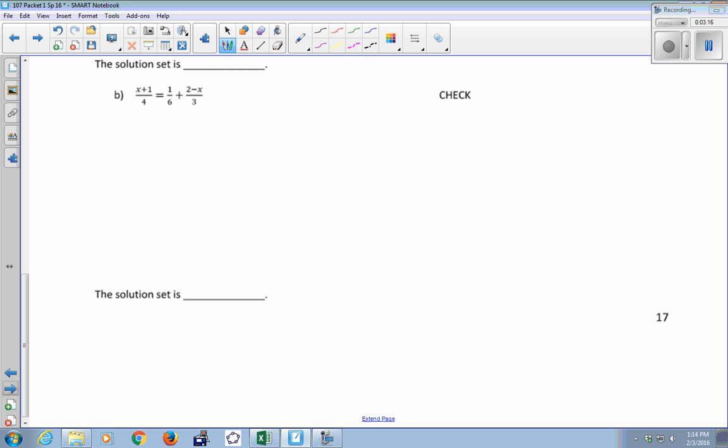All right, so let's make them all have the same denominator. If I want to turn a denominator of 4 into a denominator of 12, what do I have to do? Multiply by 3 over 3. So this is going to be 3 times (x plus 1) over 12. And if I want to turn a denominator of 6 into a 12, what do I need to do? Multiply by 2 over 2, so this becomes 2 over 12. And then denominator of 3, to turn that into a denominator of 12, you have to multiply by 4 over 4. So this is going to be 4 times (2 minus x) over 12.